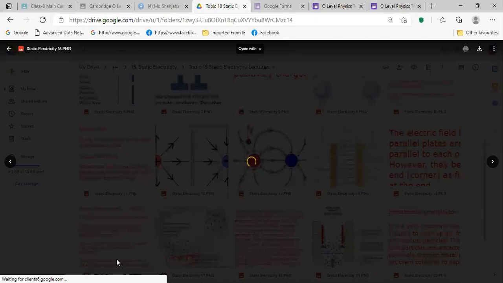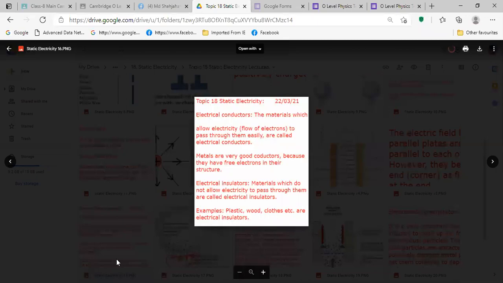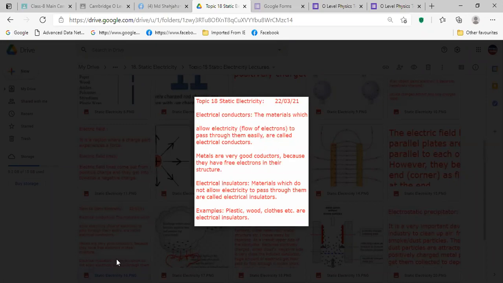You have an idea about thermal conductors and thermal insulators, right? Similar to that, we have electrical conductors and electrical insulators. So here we have the definition. Please write the heading electrical conductors, and here we have electrical insulators.